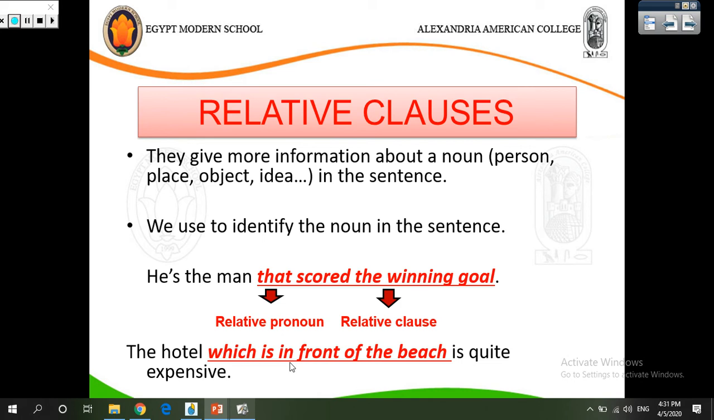The hotel, which is in front of the beach, is quite expensive. So I'm giving you more information about the hotel. This information is our relative clause, or the sentence that is talking or giving us the information about the noun.